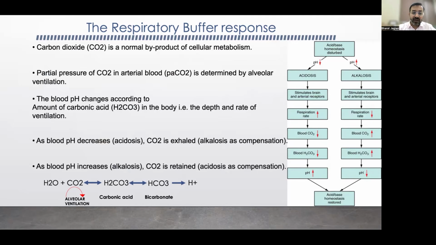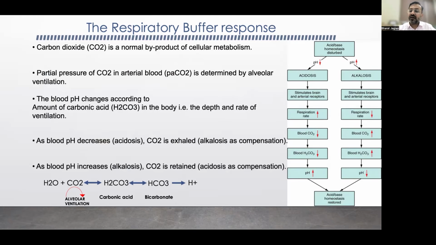So, as you understood rightly, the blood pH changes according to the amount of carbonic acid in the body, which is dependent on the depth and rate of ventilation. So, as the blood pH decreases, carbon dioxide is exhaled. As the blood pH increases, carbon dioxide is retained. And how does it happen?